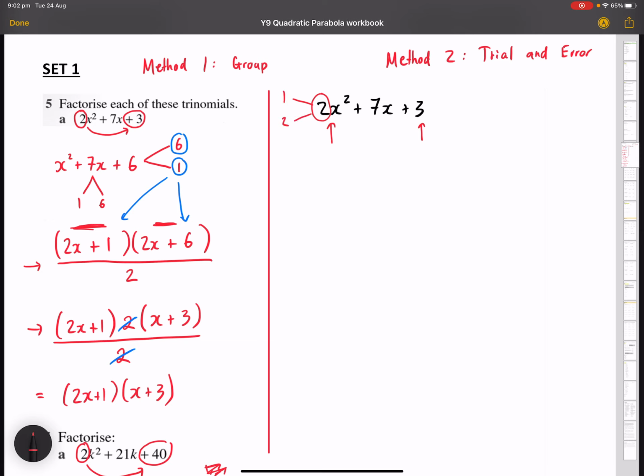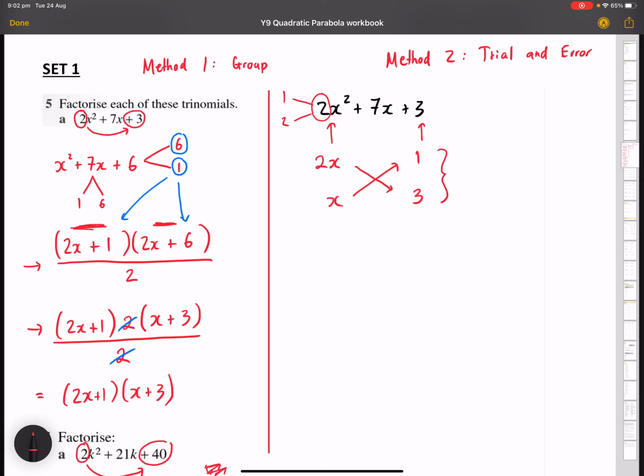This is easy. Okay, so that means that when I write down the terms, I'm going to have 2x here, I'm going to have x here. That's the only possibility. Okay, for 3, also a prime number, which makes this really easy. So the only thing I can put for 3 will be a 1 and a 3. So when you have the two numbers, you put it down like this, and you're going to put a crisscross. And most of you can recognize this as cross multiply.